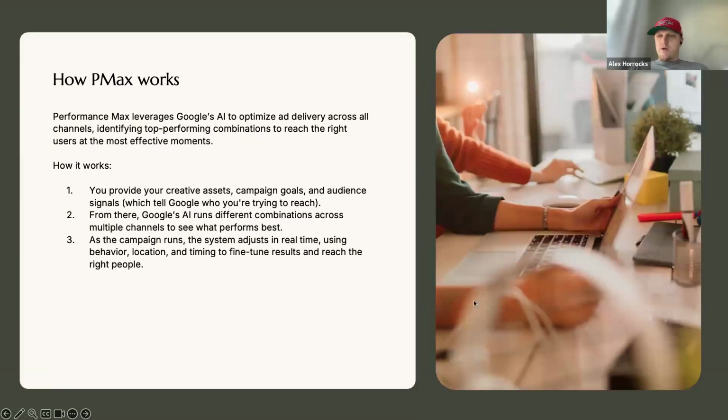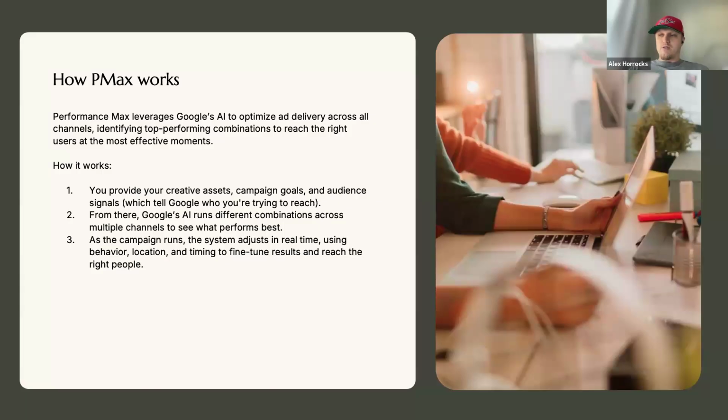And so, just really briefly, the way it works is that PMax leverages Google's AI to optimize ad delivery across channels. It identifies top performing combinations in order to reach the most users possible, and in the most effective way possible. You provide creative assets, your goals, the signals and which types of audiences you tend to target. That tells Google who you're trying to reach, essentially.